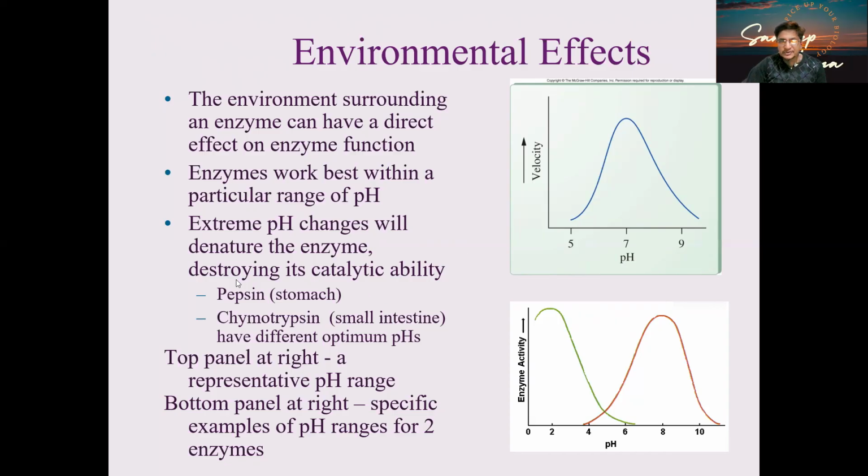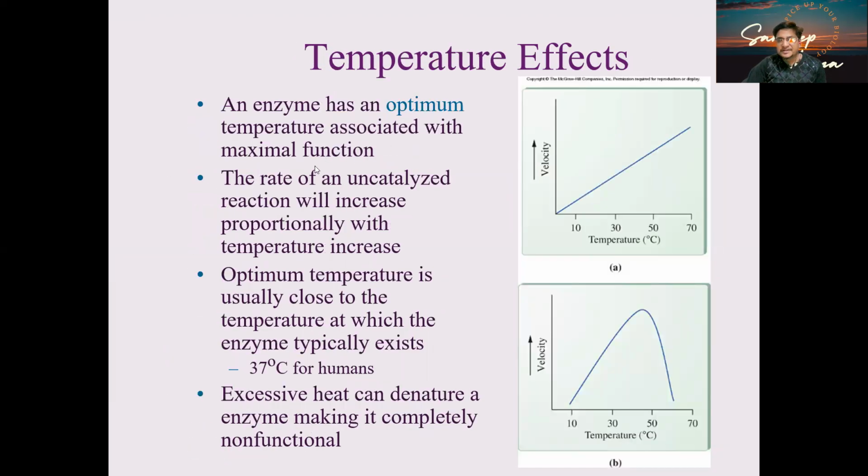Certain enzymes I told you, other than that, pepsin and chymotrypsin. Pepsin works at the very low pH between 1 to 3, and chymotrypsin is going to work at pH above 8. So they have different pH optima. That is very important for their functioning. Then we have the temperature effect.